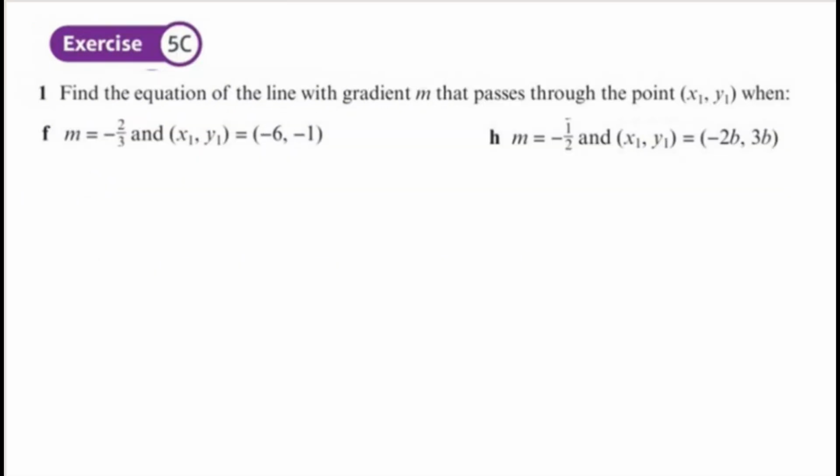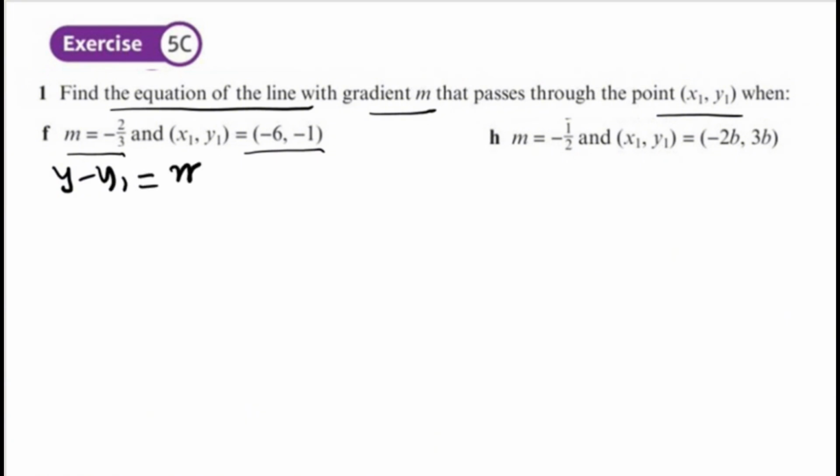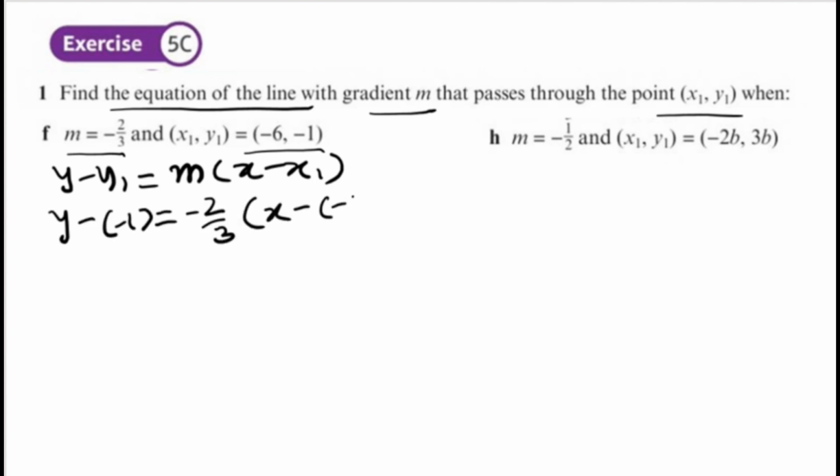Let's move to exercise 5C. Question number 1. Find the equation of the line. Gradient m is given and one point coordinate is given. m is equal to minus 2 over 3, which is the gradient, and the coordinate is (minus 6, minus 1). We can use the straight line equation: y minus y1 is equal to m into (x minus x1). So y minus minus 1 is equal to minus 2 over 3 (x minus minus 6).